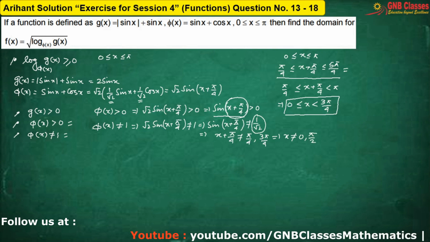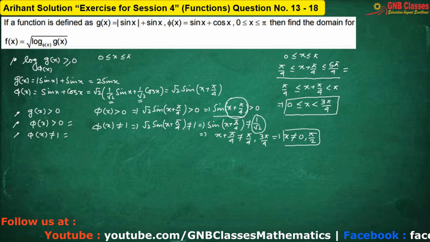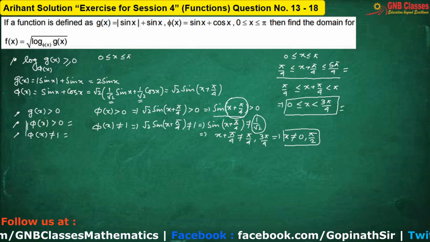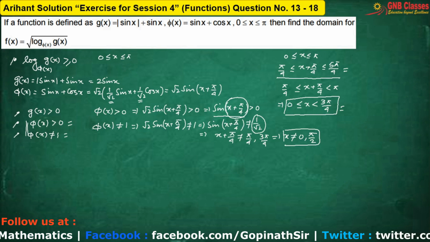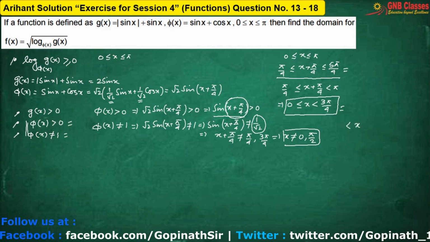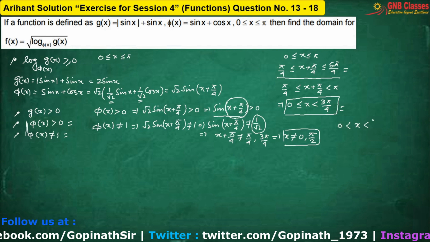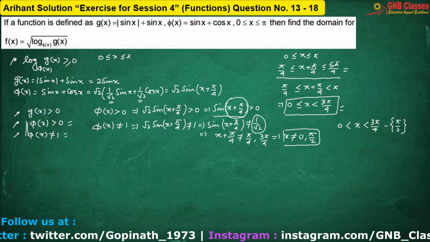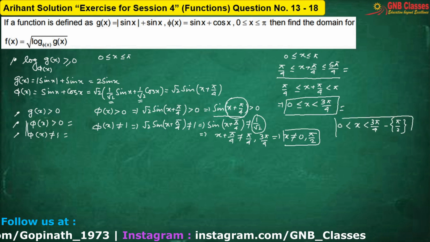Is it clear? Now, if we combine this and this, we are getting our answers from these two conditions. We are getting our answer as x is greater than 0, less than 3 pi by 4, except pi by 2. So please remember this.